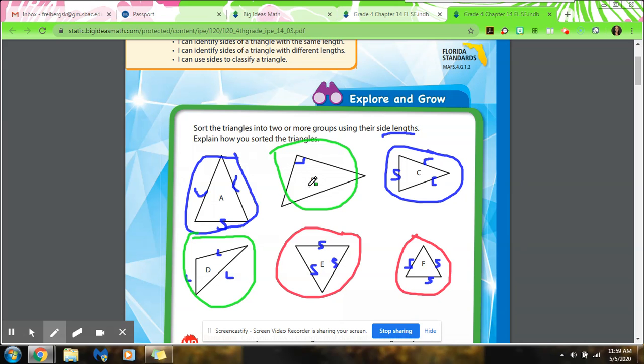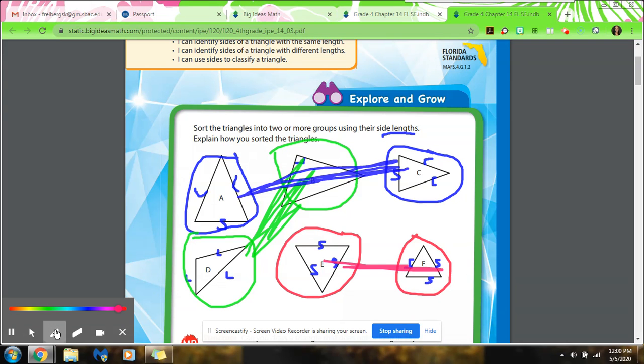So when I'm making these connections, I'd say the green ones don't really have any sort of pattern. They all have different side lengths. When I'm looking at the blue ones, I can notice that two of the sides are long and one of the sides is short. And if I look over here at these red ones, to me, it looks like they all have the same shorter sides. They all look the same on the same sides.